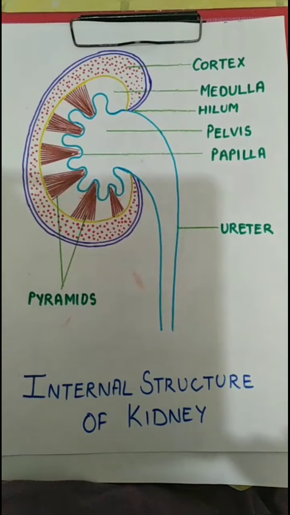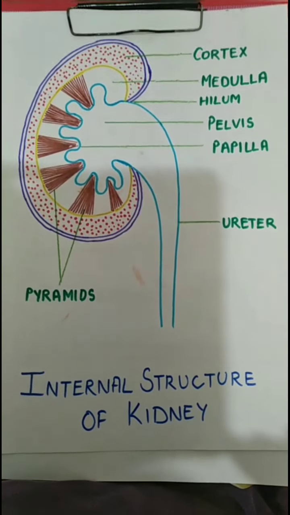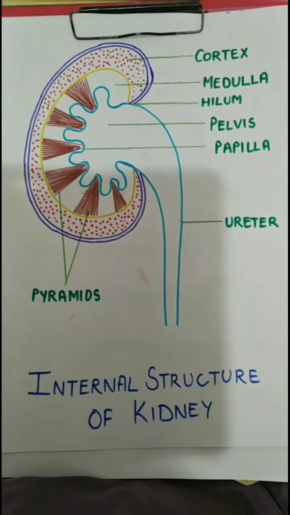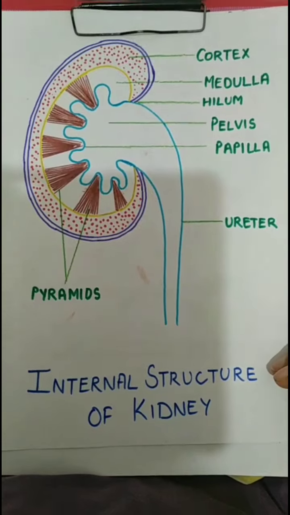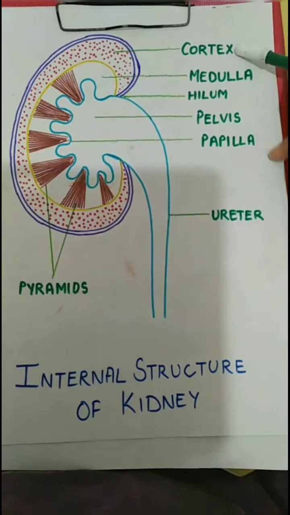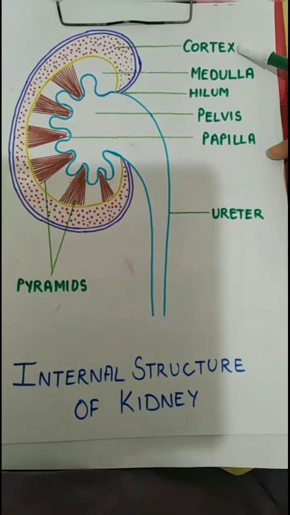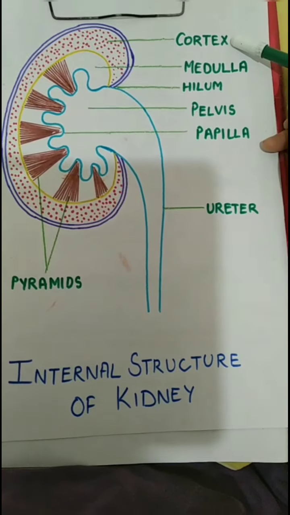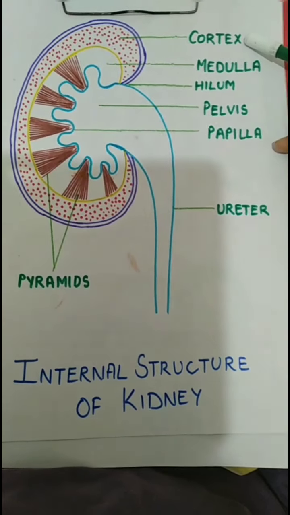Hello students, today in this video we're gonna learn about the internal structure of kidney. Well, the longitudinal section of kidney has basically two major regions. The first one is the cortex, which is the outer region, dark colored portion of the kidney.